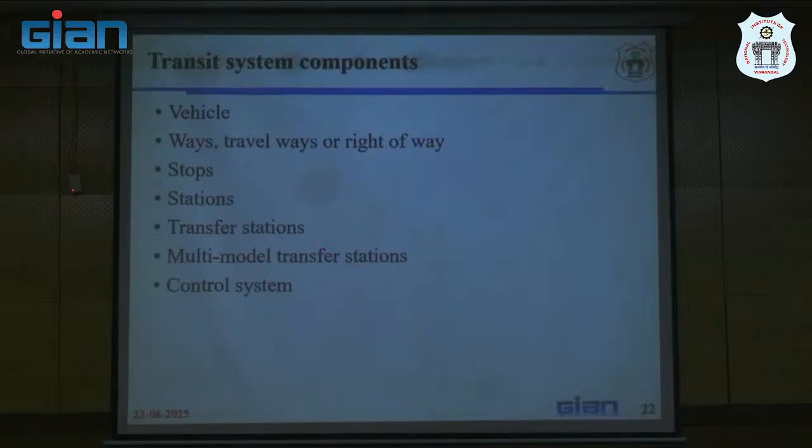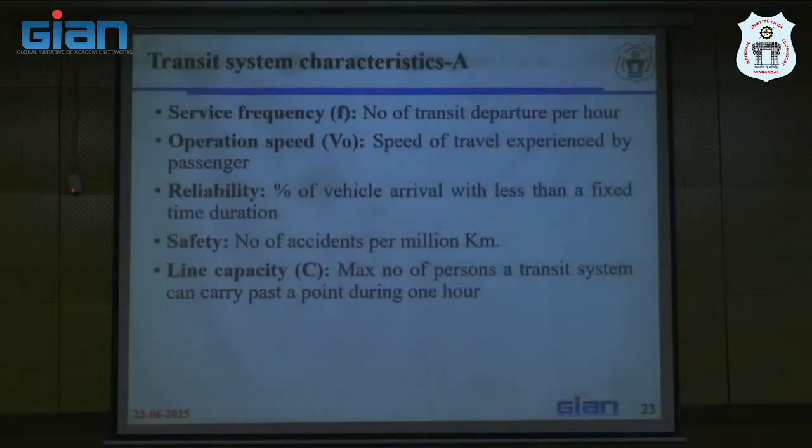So these are the different characteristics of the transport mode to be taken into account. Of course, then the transit system characteristics, specifically with respect to category A. I need to understand the service frequency, that is the number of transit departures per hour. Obviously, when you want to evaluate the transit system, that is the frequency of operation of the public bus, or the frequency of operation of the general metro systems. Then the operating speed, that is the speed of travel experienced by passengers.